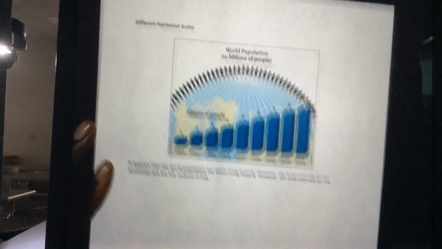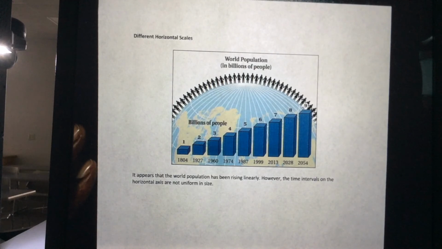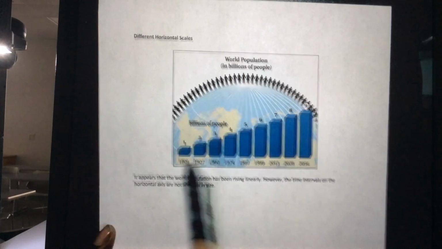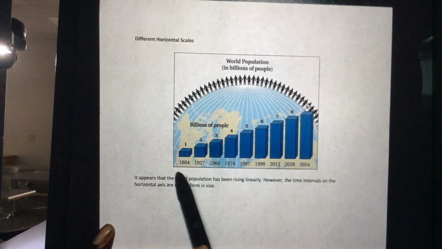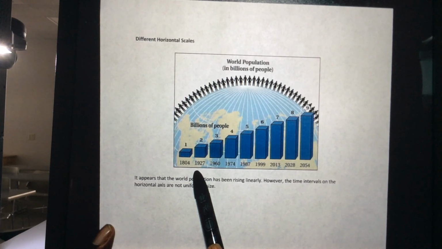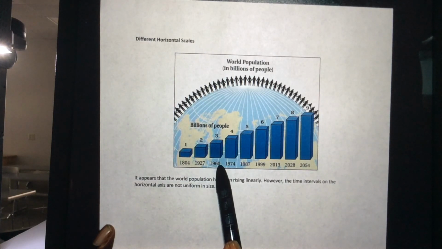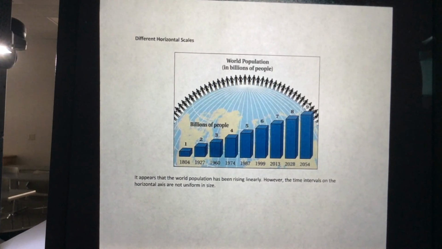And finally, what about different horizontal scales? Here's an illustration of that. By looking at that, it appears that the world population has been rising linearly. However, the time intervals on the horizontal axis are not uniform in size. They're kind of inconsistent here. There's no consistency here. From 1804 to 1927, that's like 123 years. And then from 1927 to 1960, 33. 1960 to 1974, 14 years. That's inconsistent on the horizontal scale.